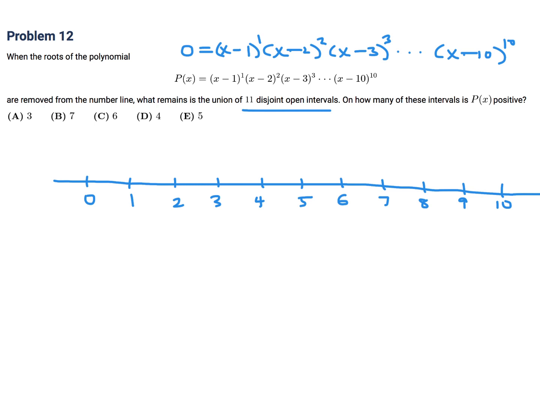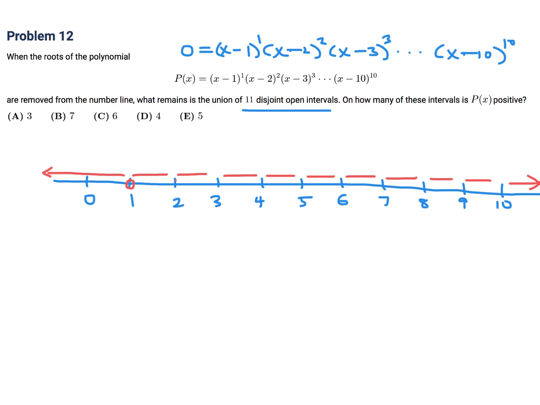So let's see here. This is the first interval. Second, third, fourth, fifth, sixth, 7th, 8th, 9th, 10th, and then 11th is 10 onward, and this one was, I guess, anything less than 1. So 1, 2, 3, 4, 5, 6, 7, 8, 9, 10, 11. Okay, so we got those 11 intervals. And remember, these guys are all removed.